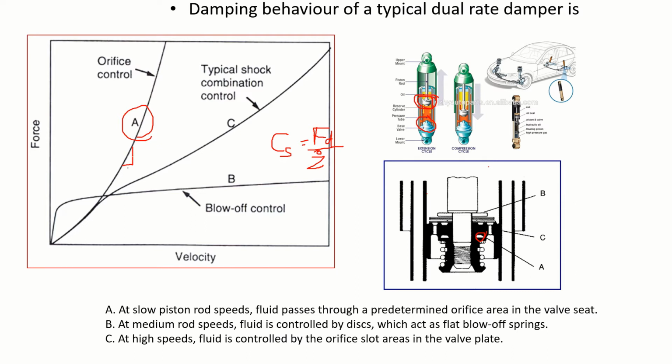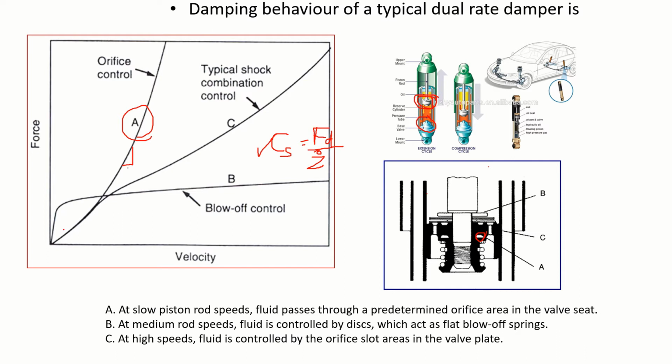At slow speeds, you can find very large damping, because if you measure the gradient of this force versus velocity, velocities are small, force is large, so the damping coefficient is large. And the other one, if you look at B, at medium rod speed, fluid is controlled by discs which act as flat blow-off springs. The characteristic is shown like this. Again, at very low speed the damping coefficient is large, but as the speed increases, the damping coefficient becomes very, very small, right?